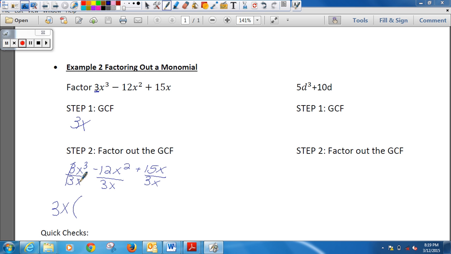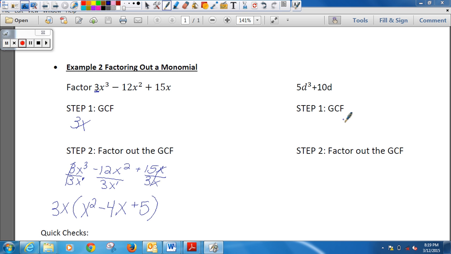The 3's cancel out. When you divide, remember from last chapter that you subtract the exponents. So 3 minus 1 is 2, so I get x squared. Minus 12 divided by 3 is 4. X squared divided by x is x. And 15 divided by 3 is 5. The x's cancel out. So my answer there is 3x times the quantity x squared minus 4x plus 5.